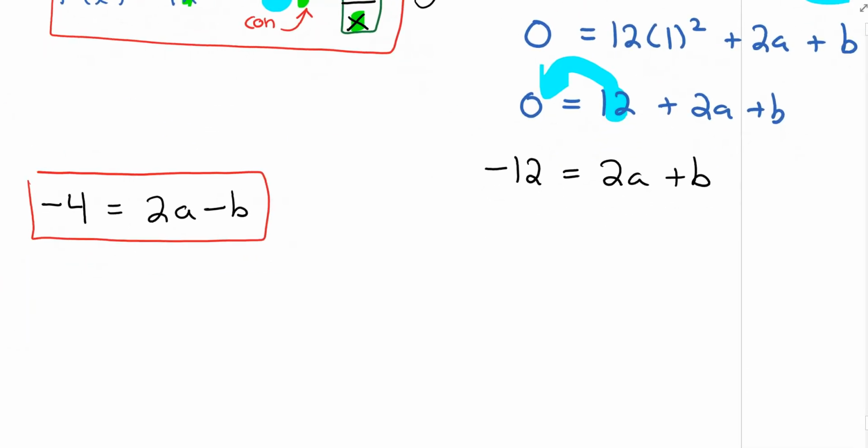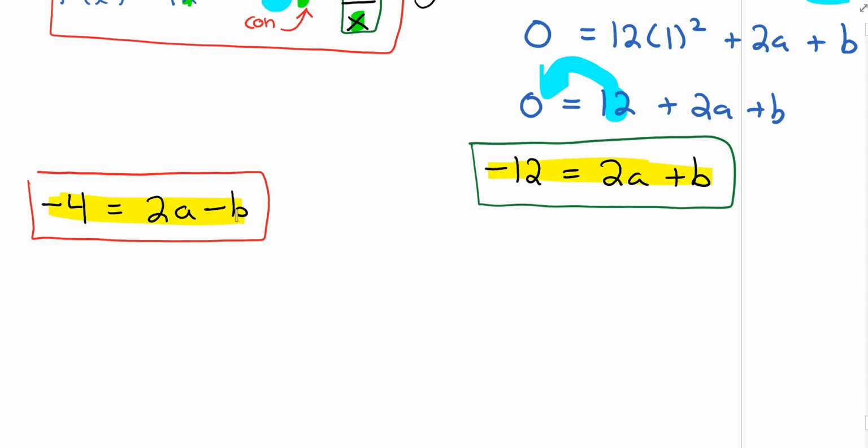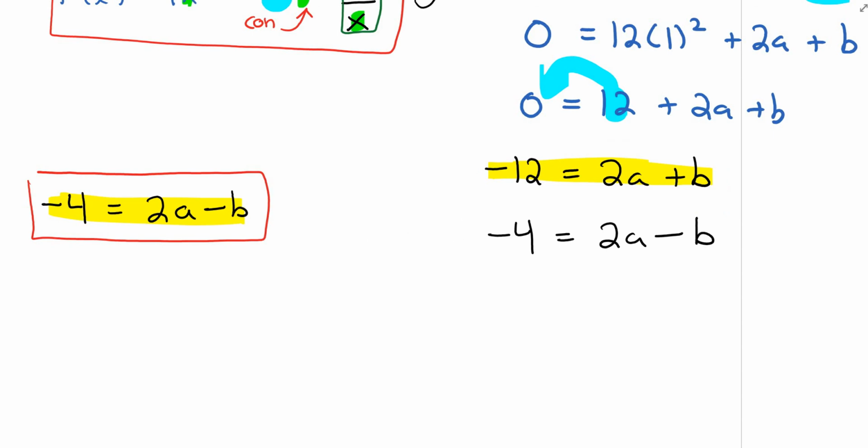Okay, so now I have this equation right here. And now we have two equations and two unknown variables. So this is now a system of equations, and now we need to solve for a and b. Okay, so let me just move this equation down here. This would be negative 4 equals 2a minus b. Okay, let me just get rid of that box there. Now, I can eliminate the b variables right away by simply adding these two equations.